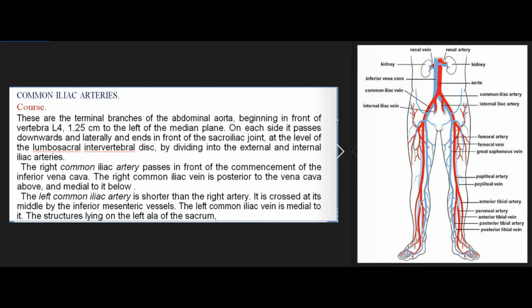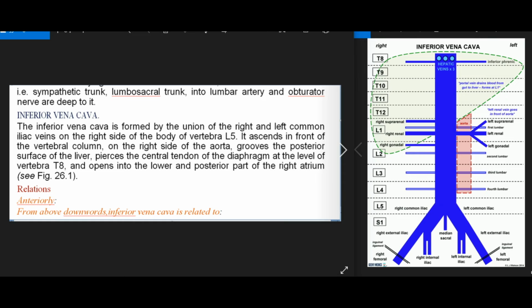The right common iliac artery passes in front of the commencement of the inferior vena cava. The right common iliac vein is posterior to the vena cava above, and medial to it below. The left common iliac artery is shorter than the right artery. It is crossed at its middle by the inferior mesenteric vessels. The left common iliac vein is medial to it. The structures lying on the left ala of the sacrum, i.e. sympathetic trunk, lumbosacral trunk, iliolumbar artery and obturator nerve, are deep to it.